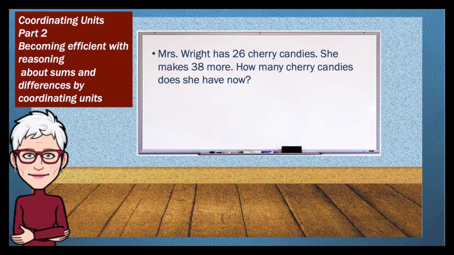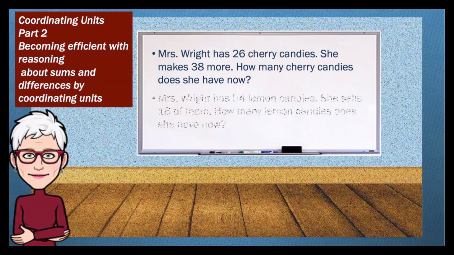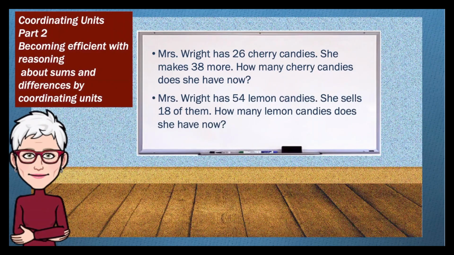Mrs. Wright has 26 cherry candies. She makes 38 more. How many cherry candies does she have now? Here's another example. Mrs. Wright has 54 lemon candies. She sells 18 of them. How many lemon candies does she have now?